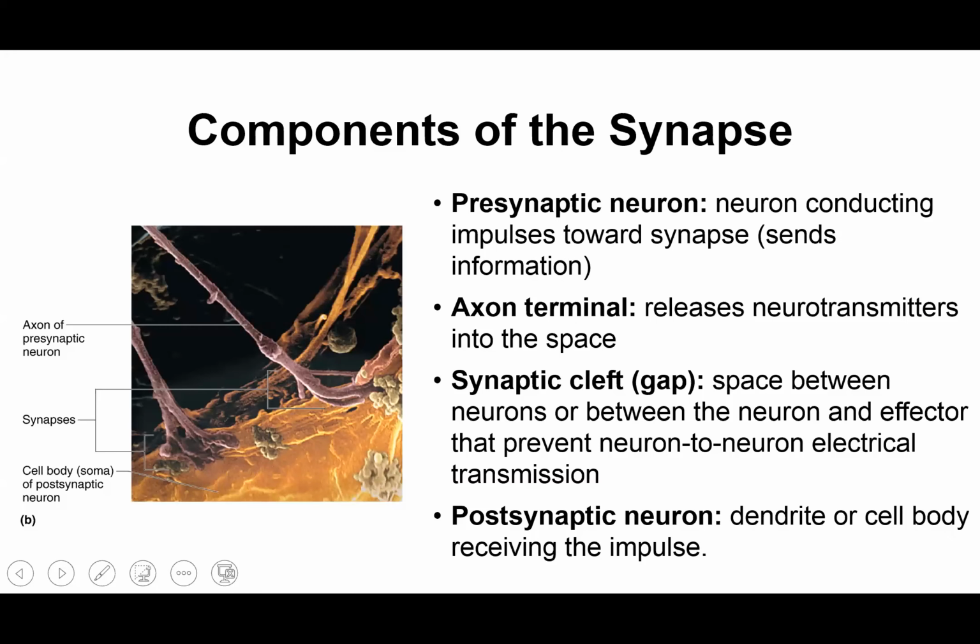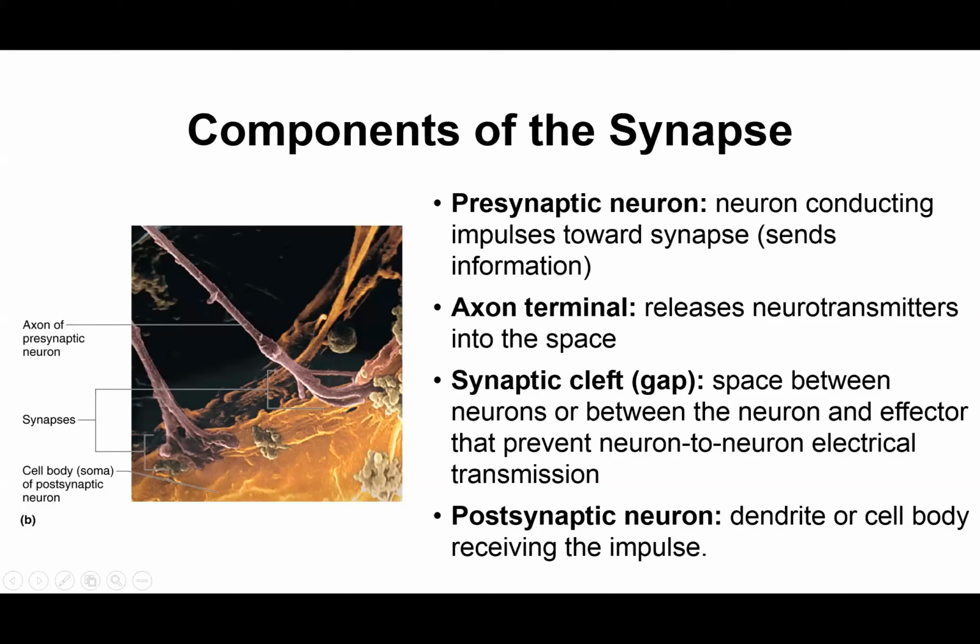All right, so let's talk about the synapse then. We have a few different components, none of which should be anything too new because we did just talk about the neuromuscular junction within the last couple of weeks. So the components of the synapse are going to be the presynaptic neuron. This is the neuron that is going to conduct the impulse towards the synapse. And so basically it's the one that's sending the information.